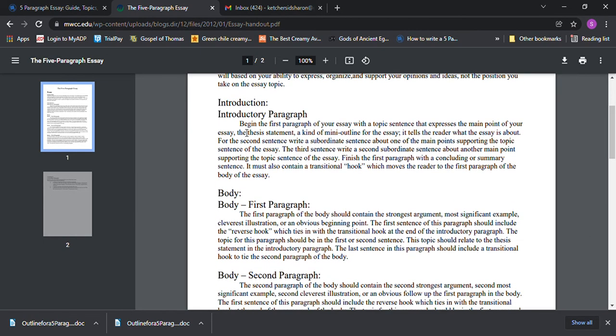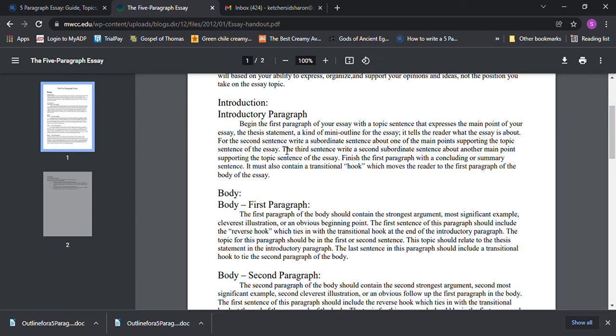Introductory paragraph. Begin the first paragraph of your essay with a topic sentence that expresses the main point of your essay. The thesis statement, a kind of mini outline for the essay. It tells the reader what the essay is about. For the second sentence, write a subordinate sentence about one of the main points supporting the topic sentence of the essay. And this sentence is going to go, and I'm pointing with my hand like you could see it, in that other paragraph down here, which is actually not your first paragraph, it's your second one.